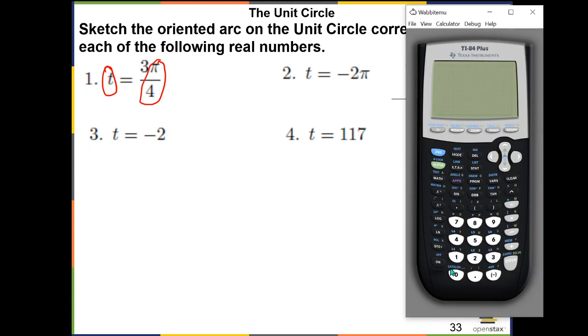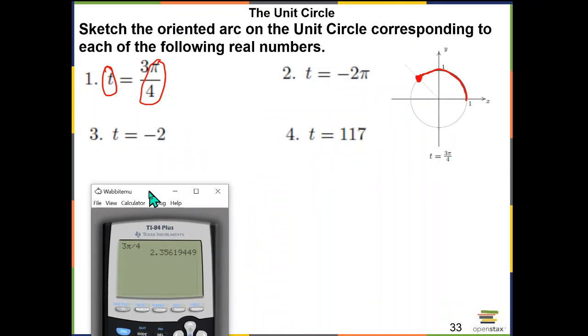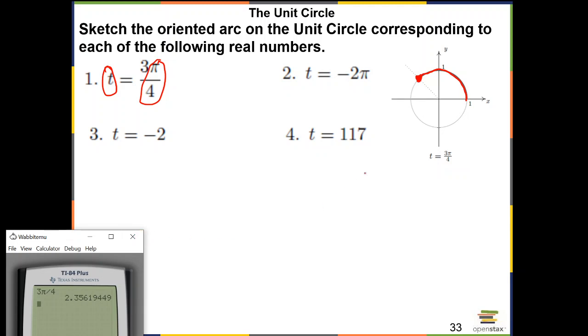So that would be 3 times pi and then divided by 4. That is 2.356. So this number is about 2.36, something like that, right? So it's a real number actually. So this is a number line, right? So that's a real number, 2.36. So this angle turns into a real number, 2.36.